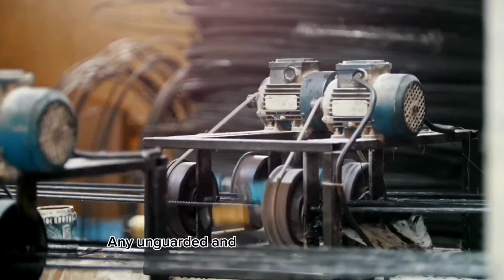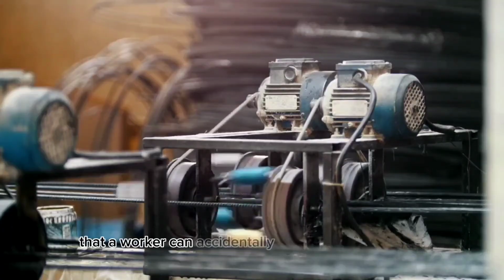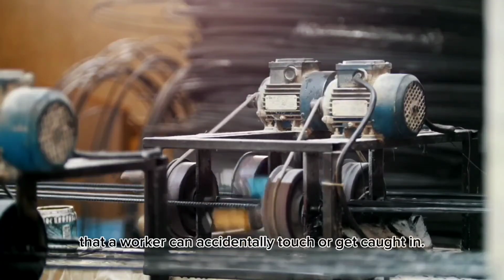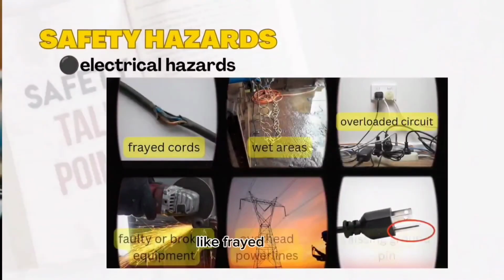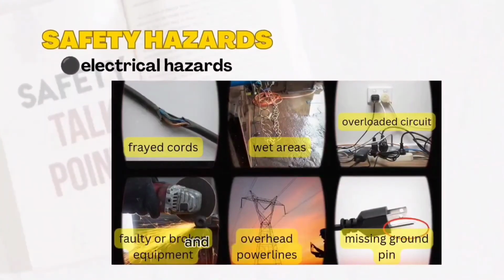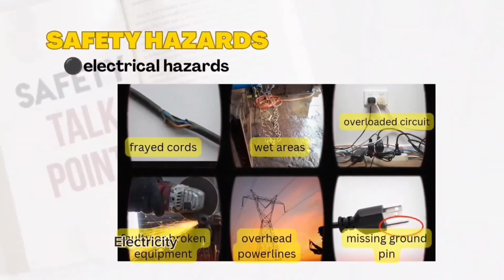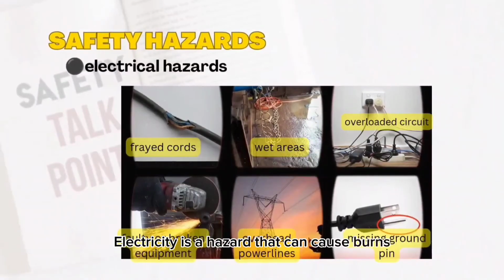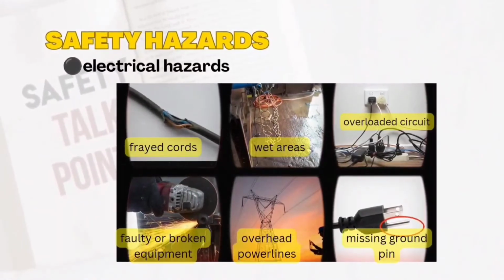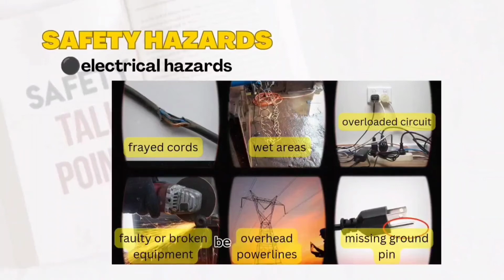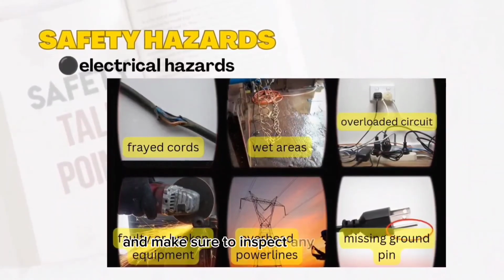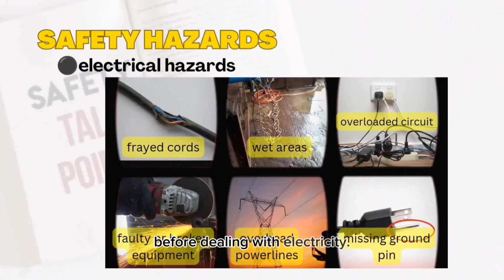Any unguarded and moving machinery parts that a worker can accidentally touch or get caught in. Electrical hazards like frayed cords, missing ground pins, and improper wiring. Electricity is a hazard that can cause burns, shocks, or even fatality. It's important to be aware, be cautious, and make sure to inspect any wet areas before dealing with electricity. Wearing proper PPE is necessary to help prevent any unexpected electrocutions.